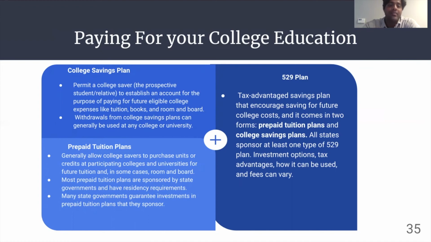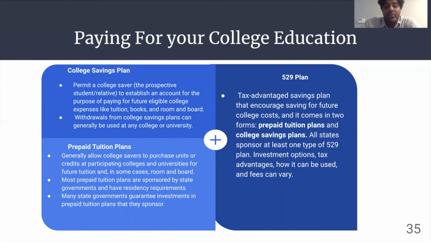The college savings plan permits a college saver to establish an account for the purpose of paying for your future eligible college expenses, such as tuition, books, room and board even. And the withdrawals from the college savings plan can generally be used at any college or university.